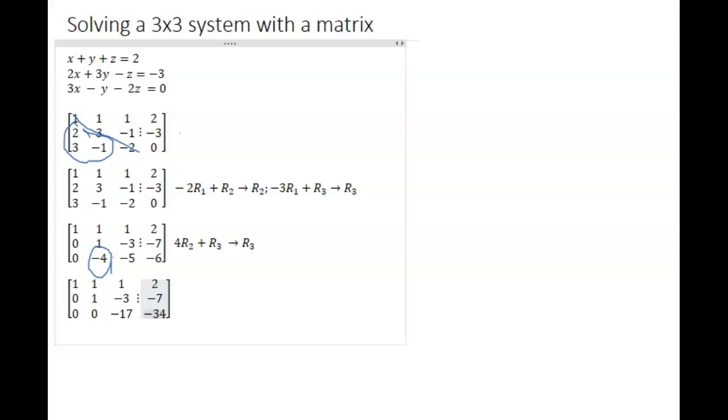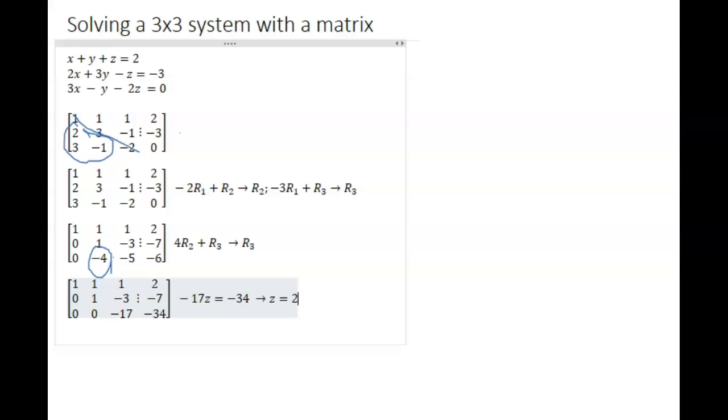And this is the point where you go, oh, thank goodness, because that bottom row now says 0x plus 0y plus negative 17z. Well, that's just negative 17z equals negative 34. Well, 34 divided by 17 is a nice whole number, positive 2. So when I solve this equation, I get z equals 2. 1 down, 2 to go. We still need to find x and y.